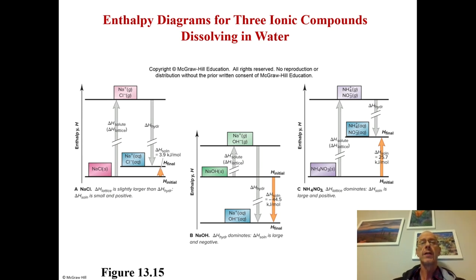So here are enthalpy diagrams for our three ionic compounds dissolving in water. As we saw before, we have sodium chloride being slightly endothermic, near thermoneutral, sodium hydroxide being highly exothermic in dissolution, and then ammonium nitrate being highly endothermic. So when you dissolve ammonium nitrate in water, you feel the solution cool down substantially.